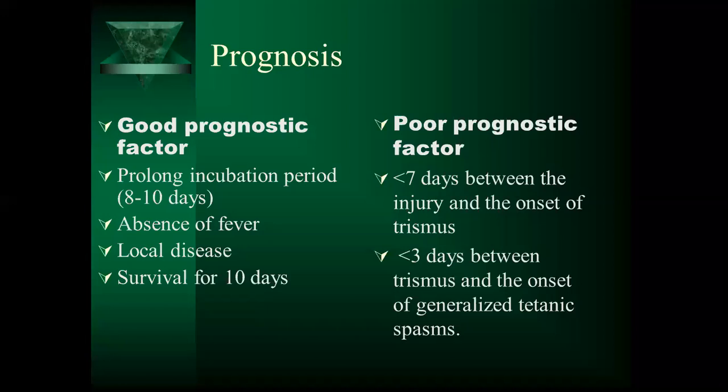And the poor prognostic factors are less than 7 days between the injury and the onset of trismus, and less than 3 days between trismus and onset of generalized tetanic spasm. These are the poor prognostic factors. And fever is also a poor prognostic factor.